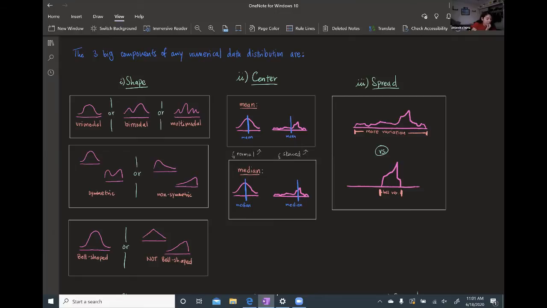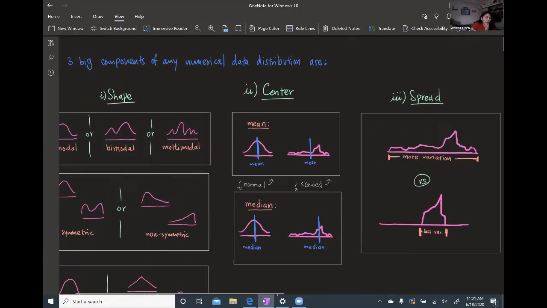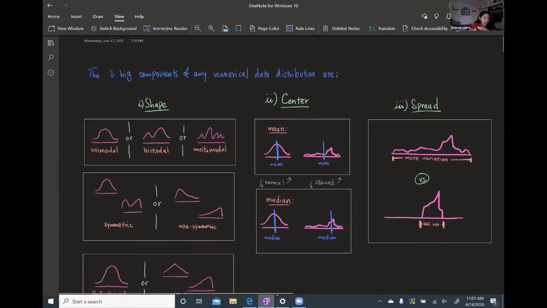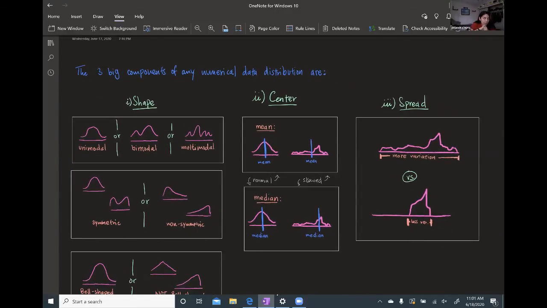So today the main point that you guys want to get out of here is memorizing those three. How would you describe it? They're components you use to describe the distribution or analyze it. It's always shape, center, and spread. So just get used to that. Shape, center, spread, shape, center, spread. You guys need to know that.